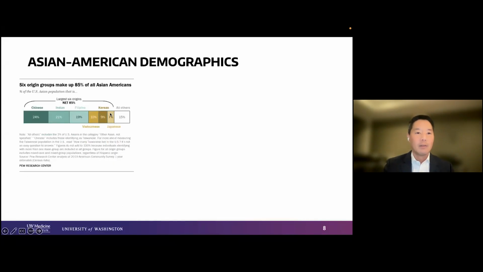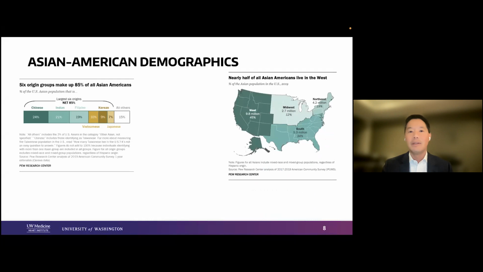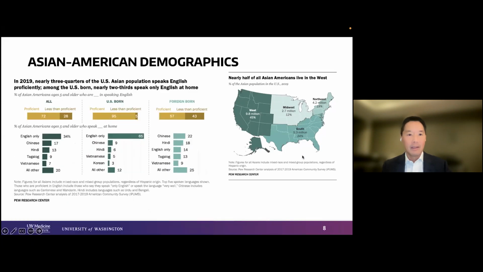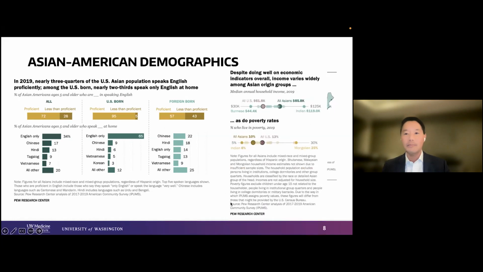So again, we look at the 6 largest Asian subgroups that represent 85% of the US population overall. And then we can again see that about half live in the western part of the United States, and about 3/4 live in the West and the South. And then when we look at English proficiency in speaking English, you can see that 72% report being proficient. And among those who are US born, it's about 95%, whereas it's about 57% if you're foreign born.